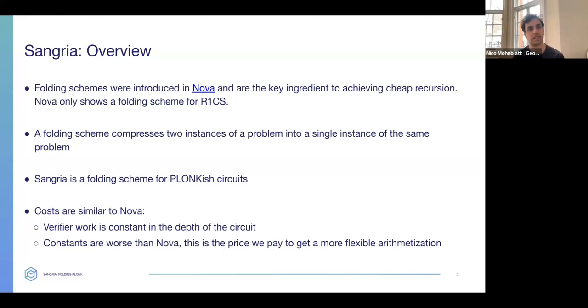So briefly, Sangria is a folding scheme, and folding schemes were introduced in Nova. I think you had Srinath on here recently talking about SuperNova, so you have a bit of background there. They describe folding for R1CS specifically, or a variant of R1CS. And we're interested in doing the same thing for PLONK-ish arithmetization. Skip over the rest.